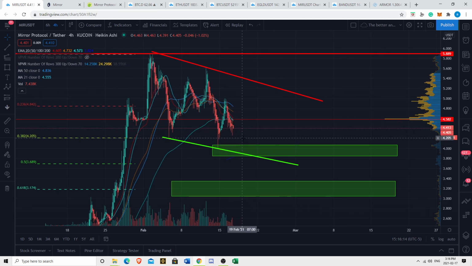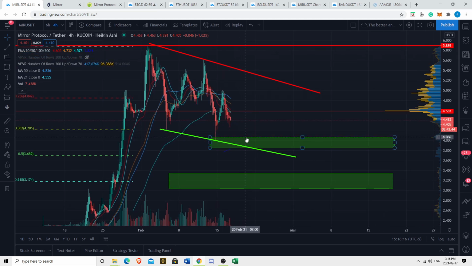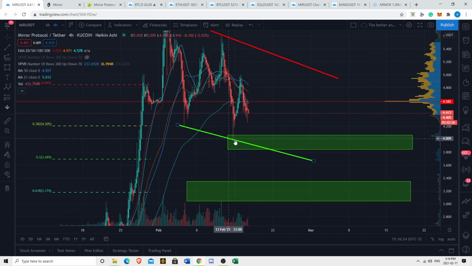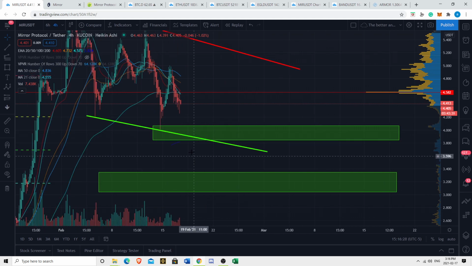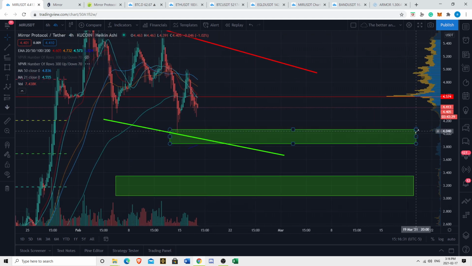If we continue to get rejected off these levels, I do think we have a good chance of falling from, I'd say, $4.08 to $3.80. I say that because of the previous wick here, and we're starting to see the 200 EMA on the 4 hour begin to form. We have a spike in volume here at 408, 406, 407. That's why I place this green box here. This would be my accumulation zone.